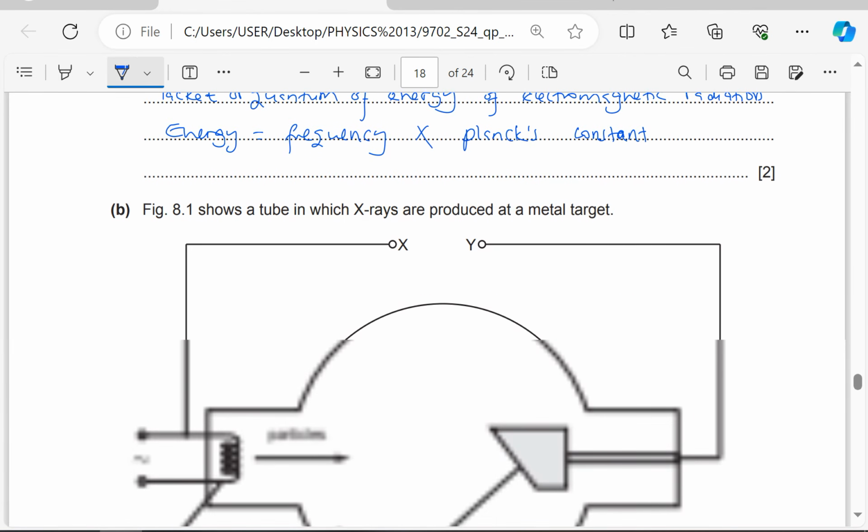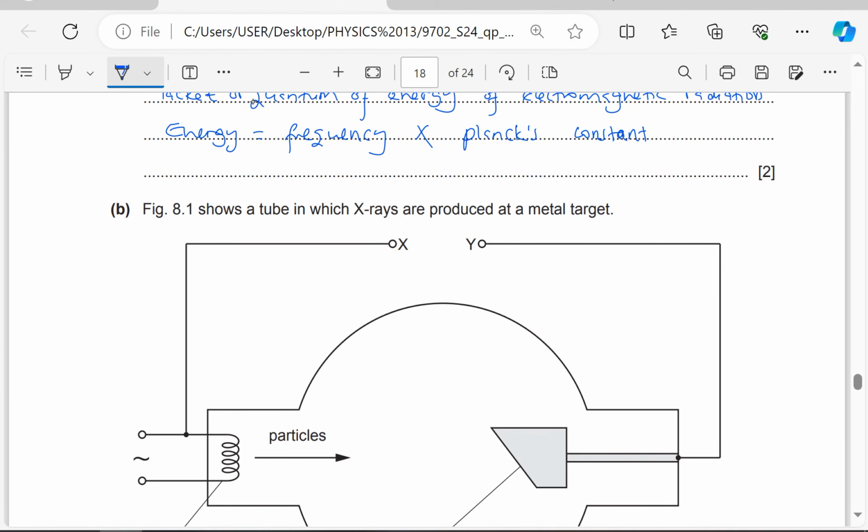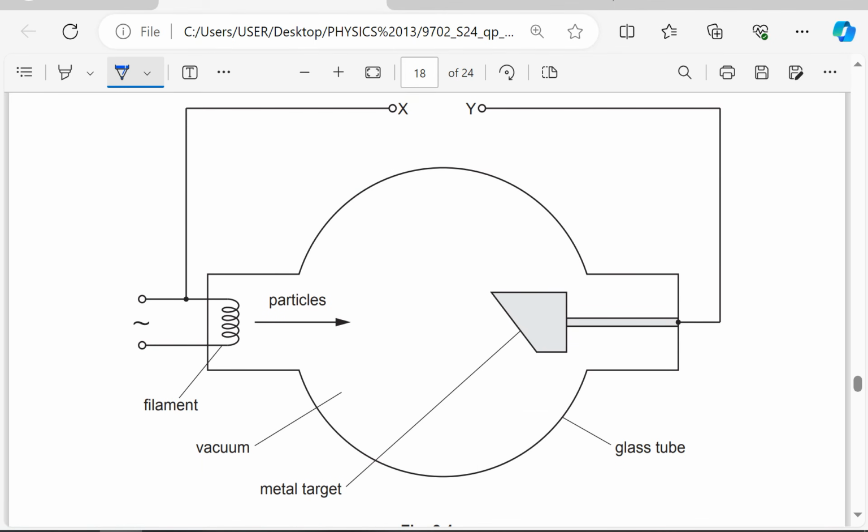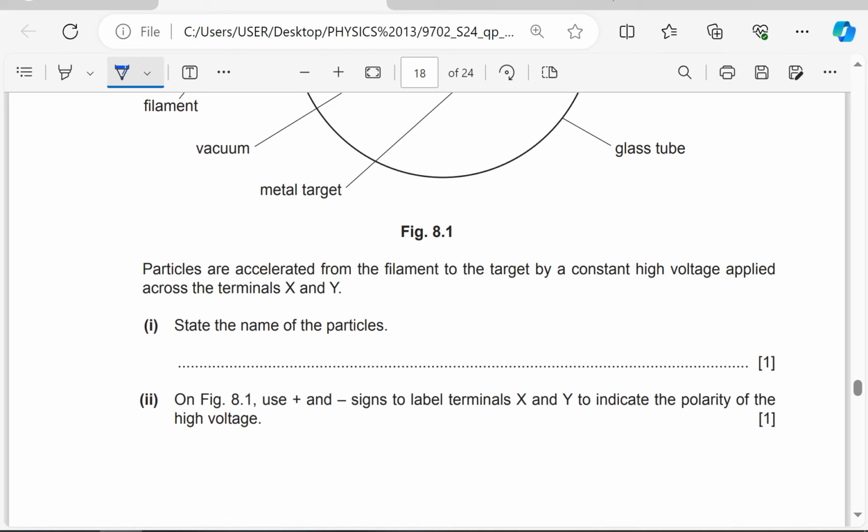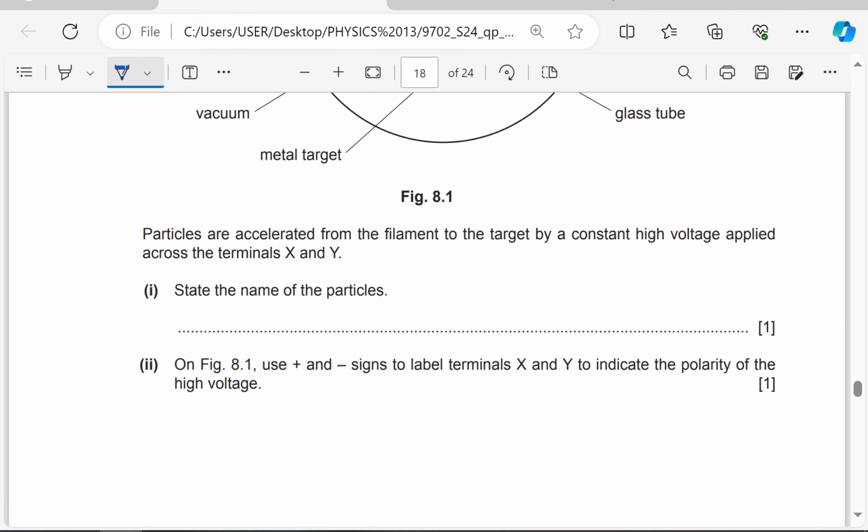The figure shows a tube in which X-rays are produced at a metal target. Okay. Particles are accelerated from the filament to the target by a constant high voltage applied across the terminals X and Y. State the name of the particles. Of course, these are automatically going to be electrons.